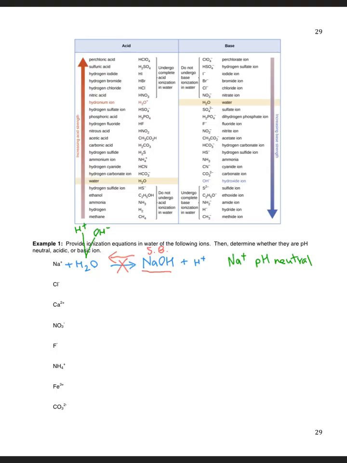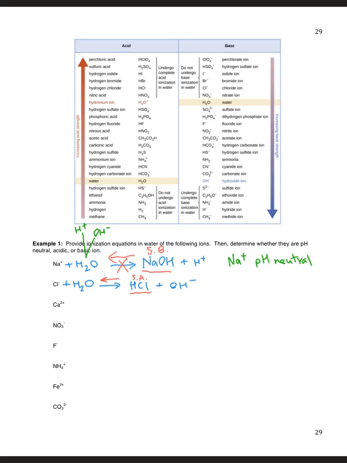Next, let's take a look at chloride ion. Again, react this chloride ion with water, and you will get hydrochloric acid plus hydroxide ions as the product. And hydrochloric acid is one of the 6 strong acids. So that means in this case, hydrochloric acid would rather ionize to give chloride ions and proton than just stay as the molecule.